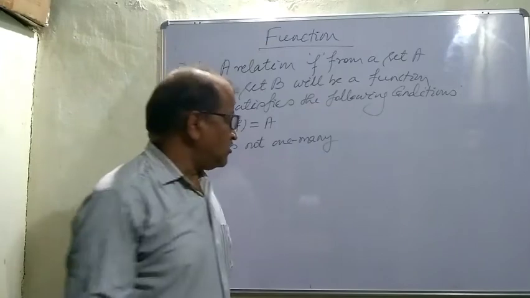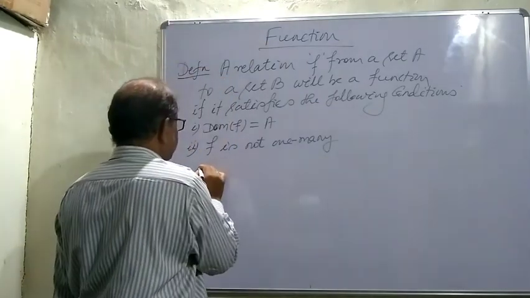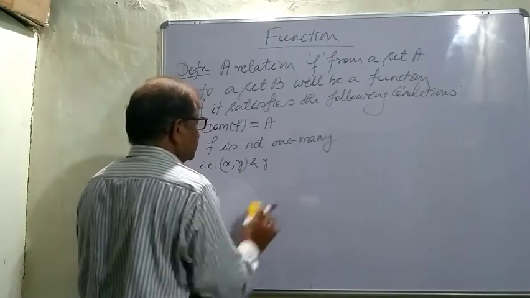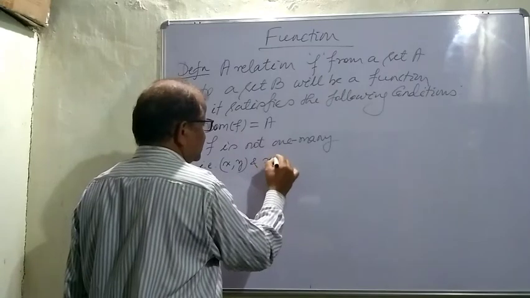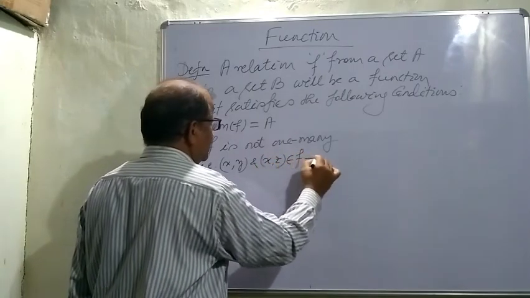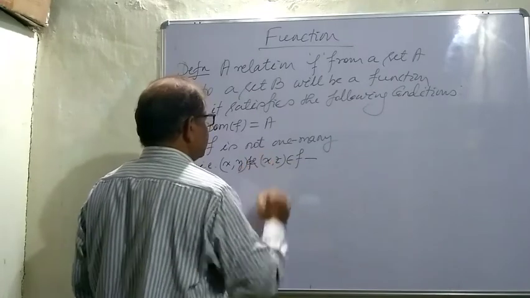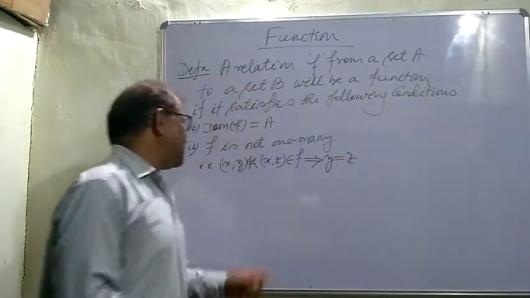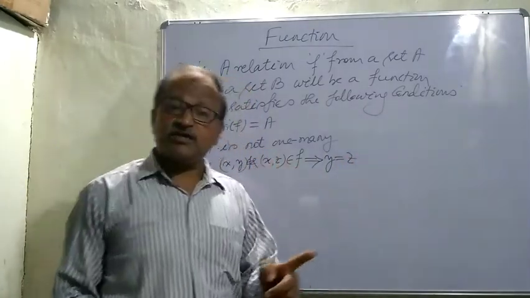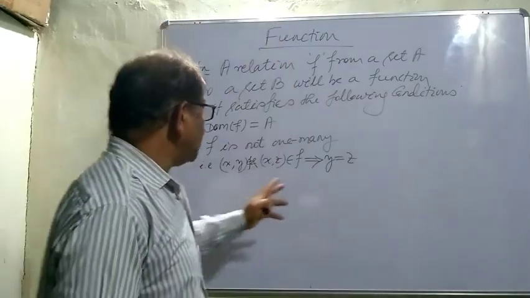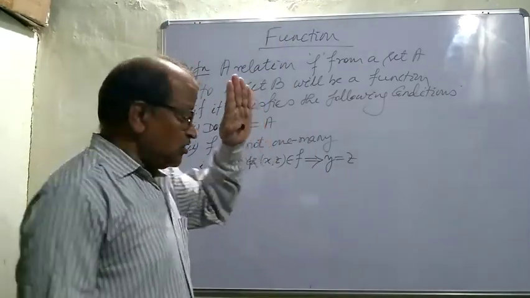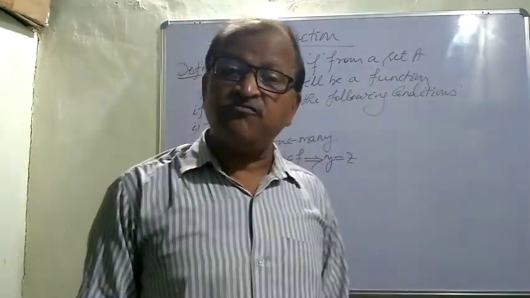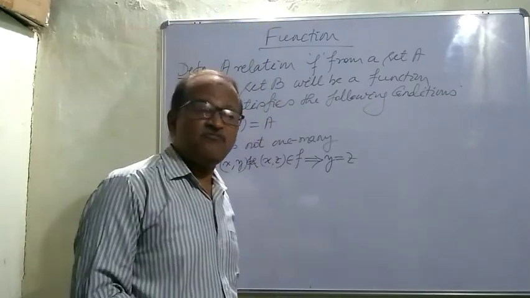That is, if (x, y) belongs to F and (x, z) belongs to F, this implies y is equal to z. If x is related to y and x is also related to z, then y is equal to z. That means a single element of A cannot be related to more than one element of B.